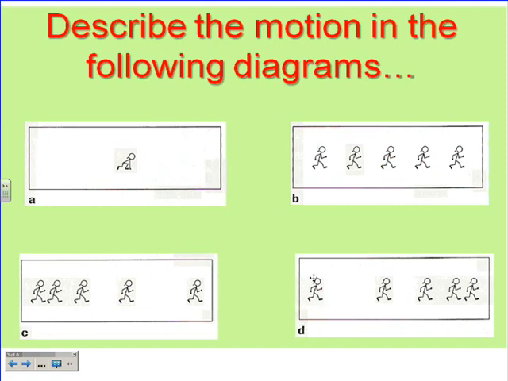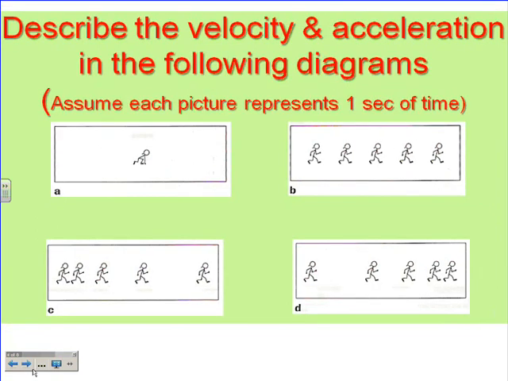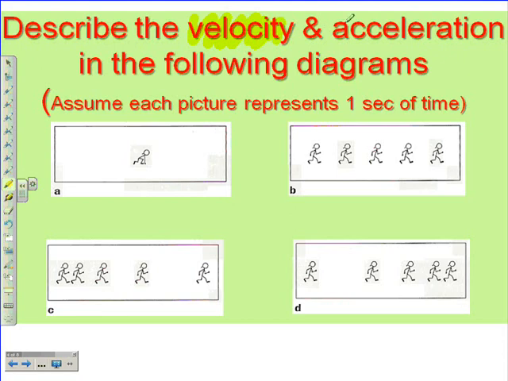Then, in letter D, once again with pictures representing equal time intervals, this space keeps getting smaller and smaller, representing that she's going less distance in each time interval, and hopefully that's slowing down. What we want to do now, though, is take those same four pictures and put them in terms of the words we're using to describe the motion, namely velocity and acceleration. Velocity being what's happening now, acceleration being what's going to happen in the future.